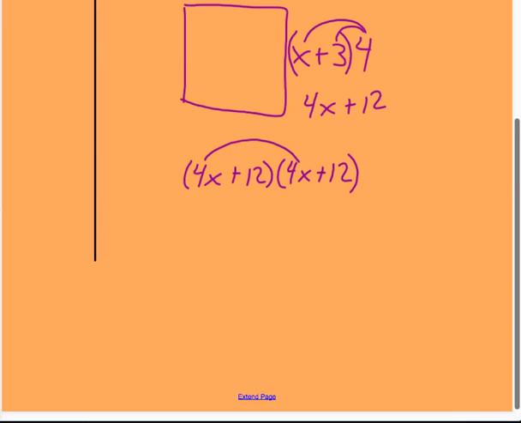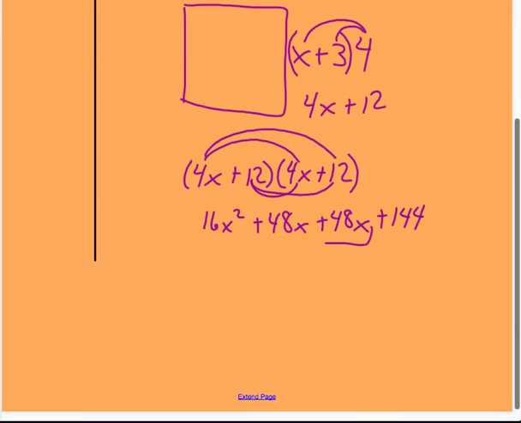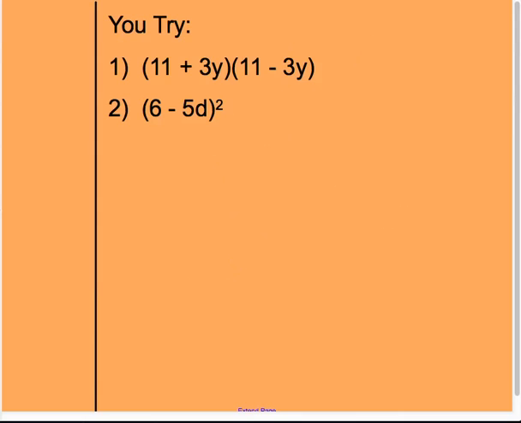Distributing, 4x times 4x is 16x squared. 4x times 12 is 48x. 12 times 4x is another 48x. And 12 times 12 is 144. Again, combining my like terms, we always have like terms when we're squaring. 48 plus 48 is 96x plus 144. And last are your try problems.